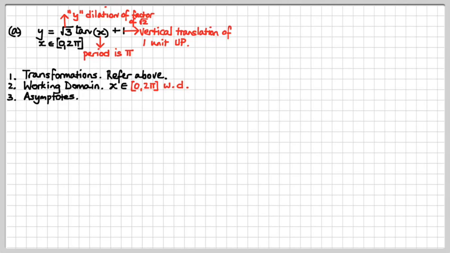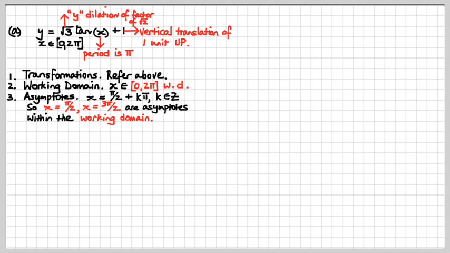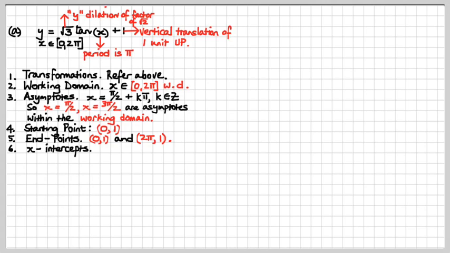Apple of my eye. And here's the asymptotes for you. They will be pi on 2 plus every pi forwards or backwards from that point. So x will be, in this case, pi on 2 and 3 pi on 2. They will be the asymptotes within the working domain. Starting point would be, it's been translated up 1, so it would be x is 0 and y is 1. Endpoints will be (0, 1) and (2 pi, 1).